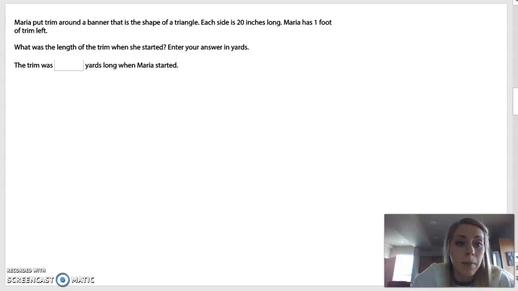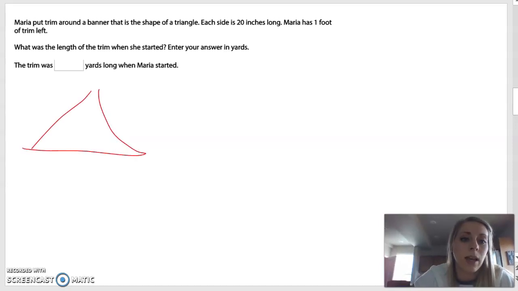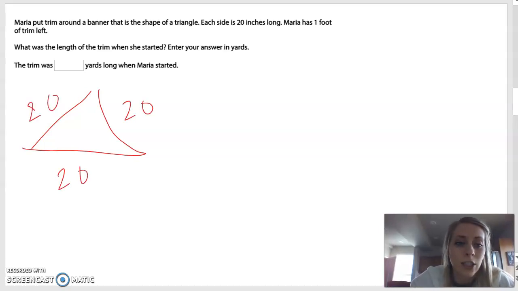So I'm going to read this aloud. Maria put trim around a banner that is in the shape of a triangle. Each side is 20 inches long. Maria has 1 foot of trim left, okay? So what I'm going to do is I'm just going to make a triangle because I'm a visual person, okay? Each side takes 20 inches, okay? So that's 20 plus 20 plus 20. That gives me 60 inches, okay? She still has another foot left over, okay?